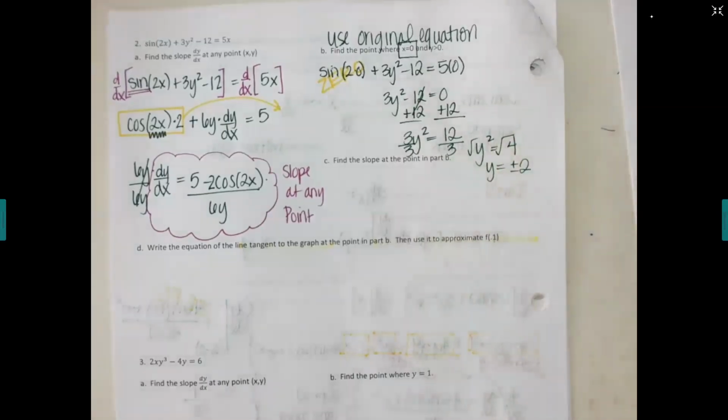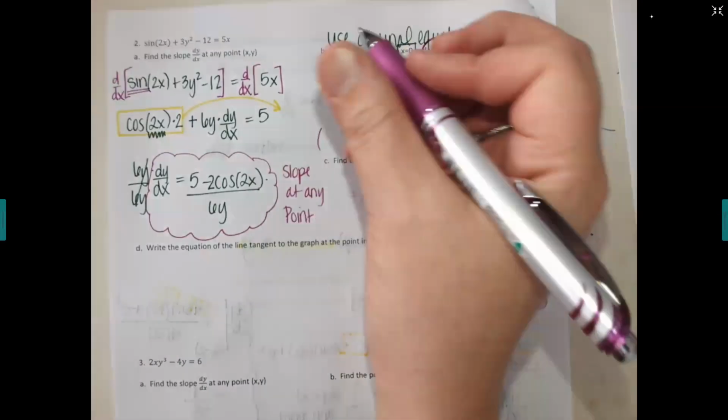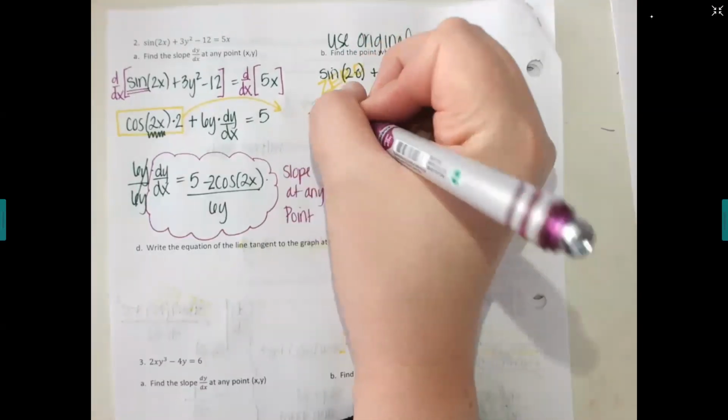Now, go back and look at the top of this question. It says, find the point where my x is 0. I have 2 choices, but then I want the one where my y is greater than 0. So who am I going to pair it with? Positive 2 or negative 2? Positive. So they're telling me right here that I need to choose (0, 2) as my point.